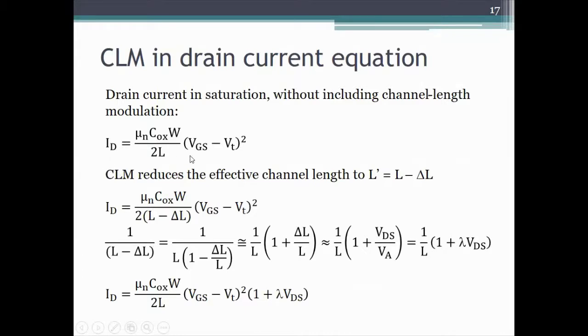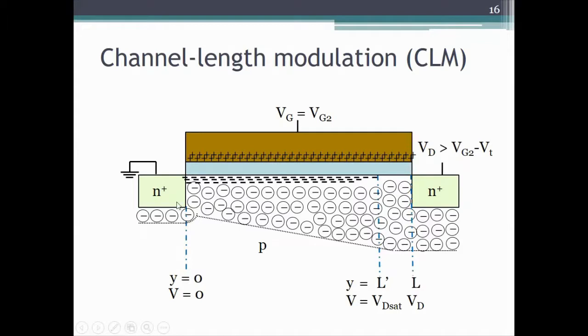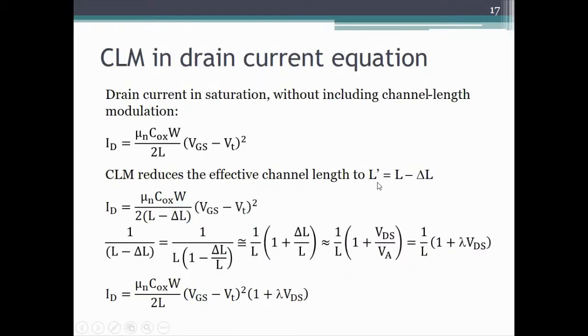So this is our saturation region drain current. Now, as we know, channel length modulation reduces the channel length. So the effective channel length over which this equation is valid: this equation is valid when there is an inversion layer present, and that inversion layer is present only up to an L prime. So I've shown L prime here. From 0 to L prime, the inversion layer is there. From L prime to L, there is no inversion layer. So let's call L prime as L minus delta L. So delta L is the region over which there is no inversion layer.